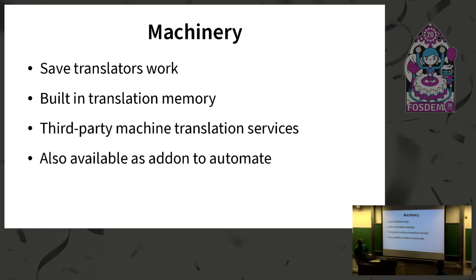And besides doing this manually, you have also the option to use the machinery as an add-on, and then it's executed automatically when new strings appear in the repository. It's gone through machine translation or translation memory, and you can get the translation automatically or suggestions for translations, because with machine translation you probably want a human to review the strings later, not to accept them automatically. So that's an option as well.